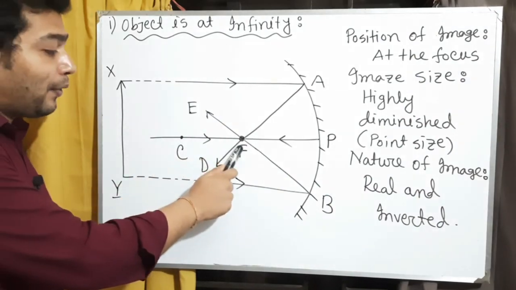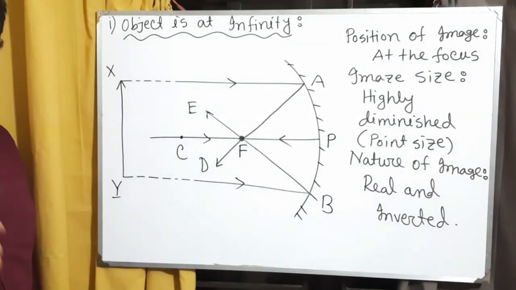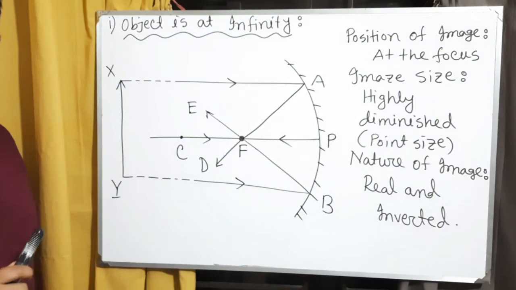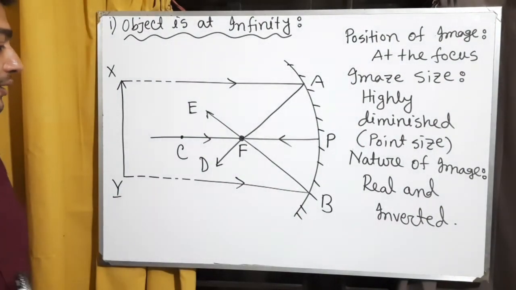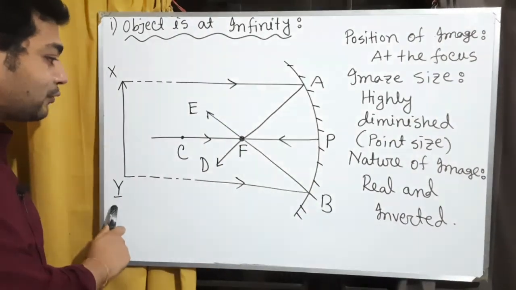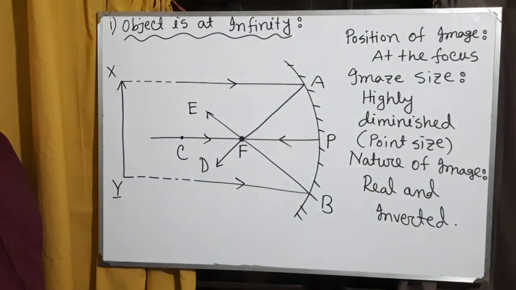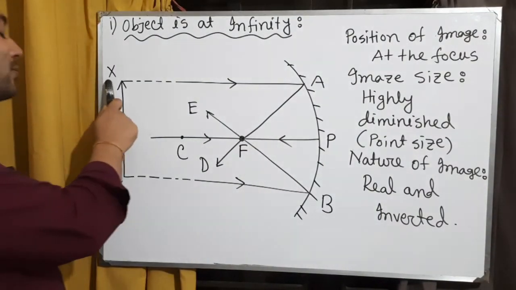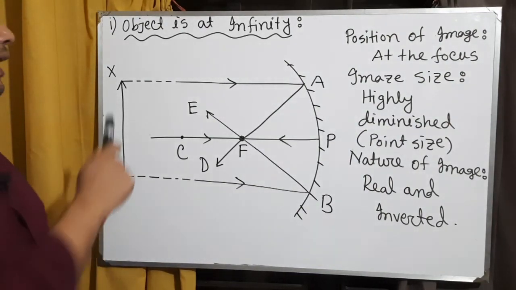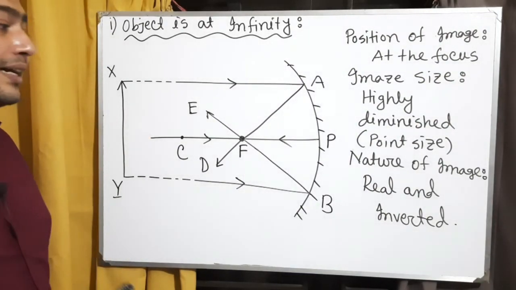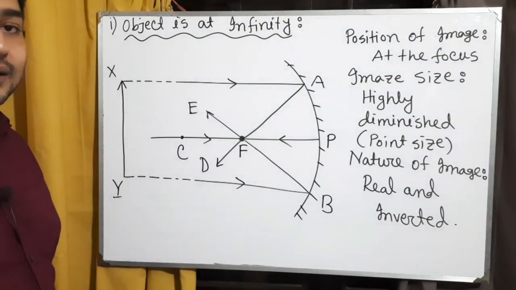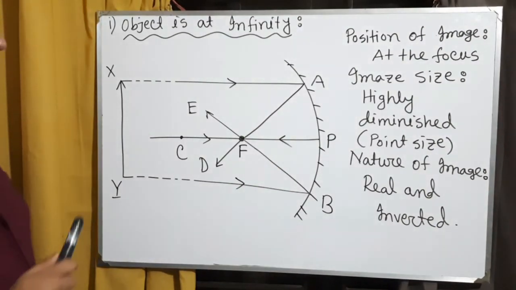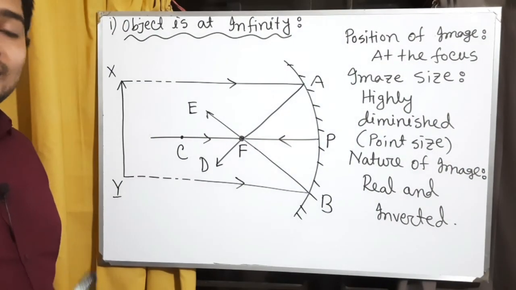Here point F is our real and inverted image of the XY object. So here the object is at infinity, but the image is at the focus. And this image is real and inverted.